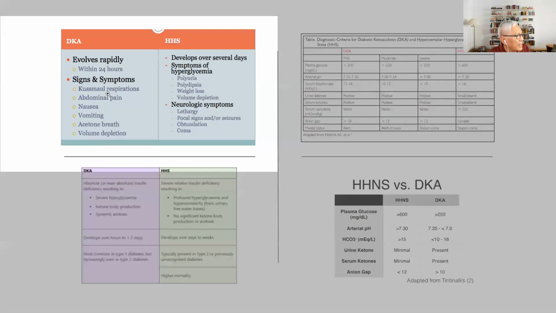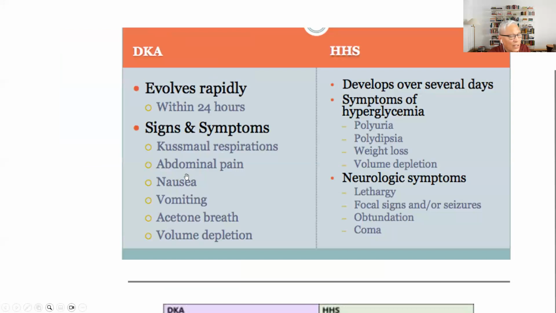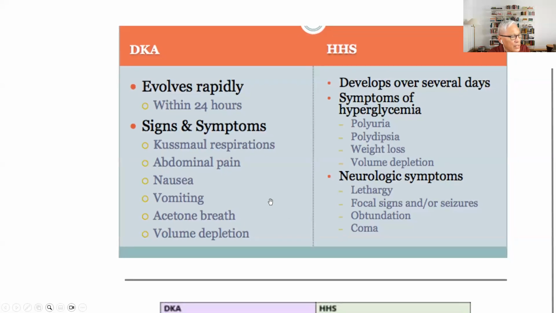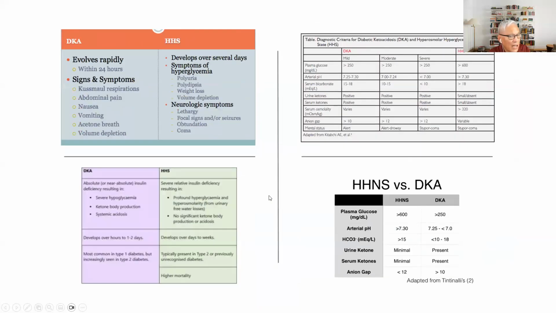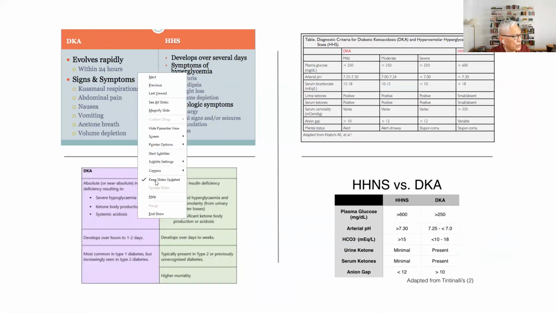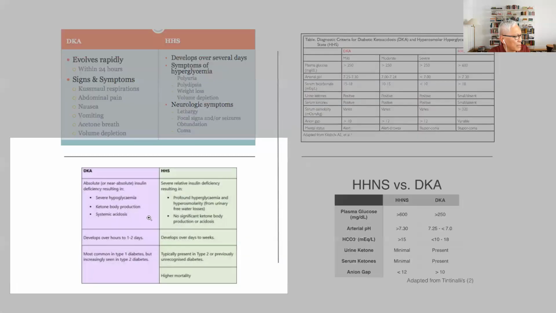Notice that in DKA, you seldom have neurological manifestations. So your signs and symptoms will be classic for acidosis: Kussmaul's respirations, abdominal pain, nausea, vomiting, acetone breath, and dehydration. So those are the major differences and similarities.